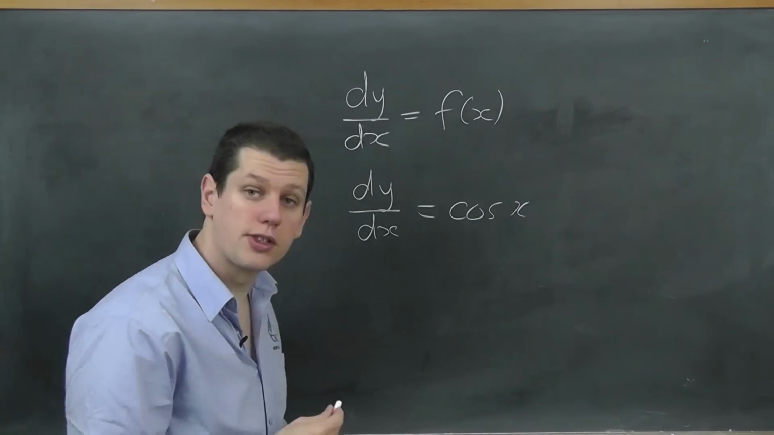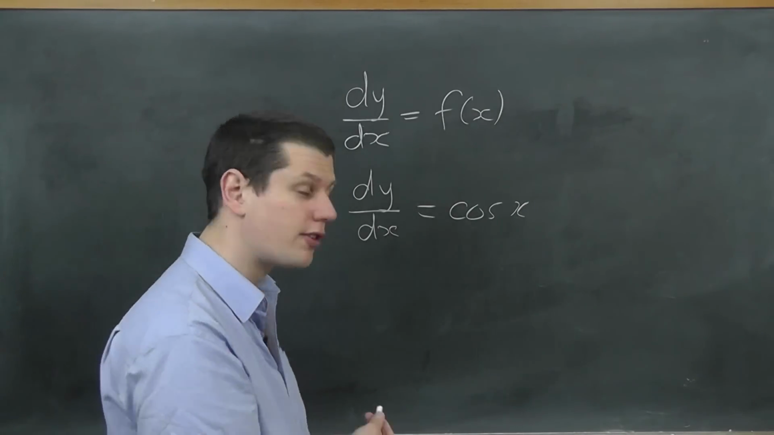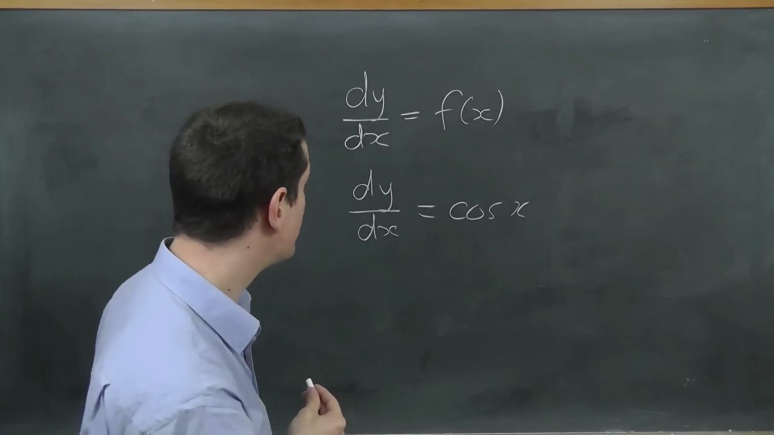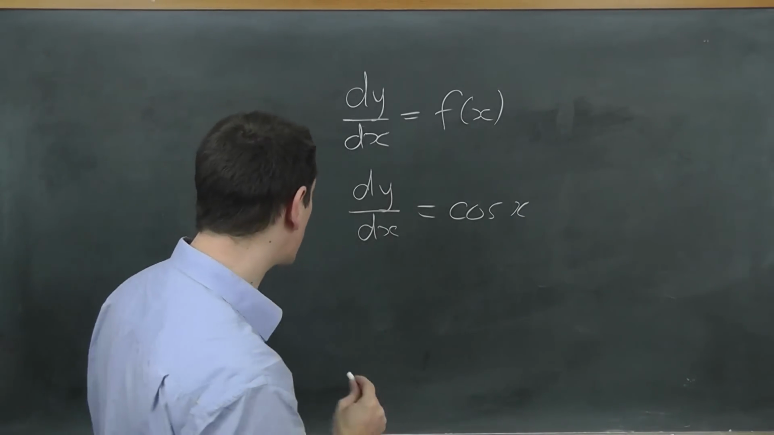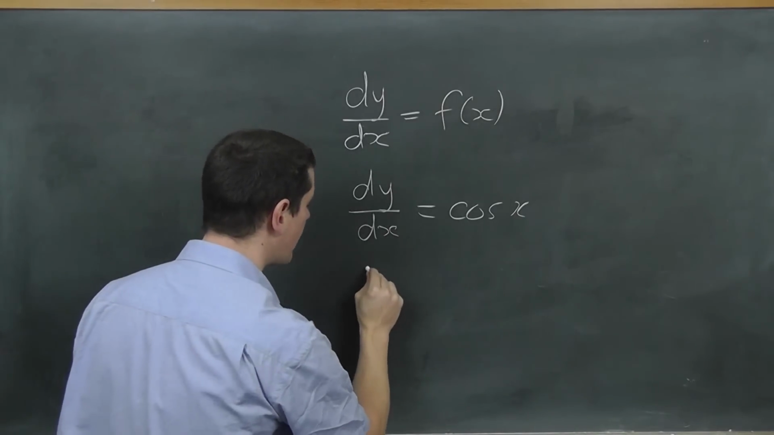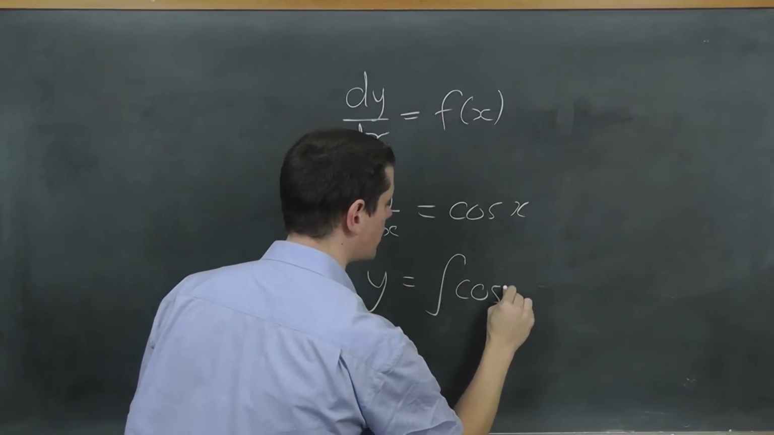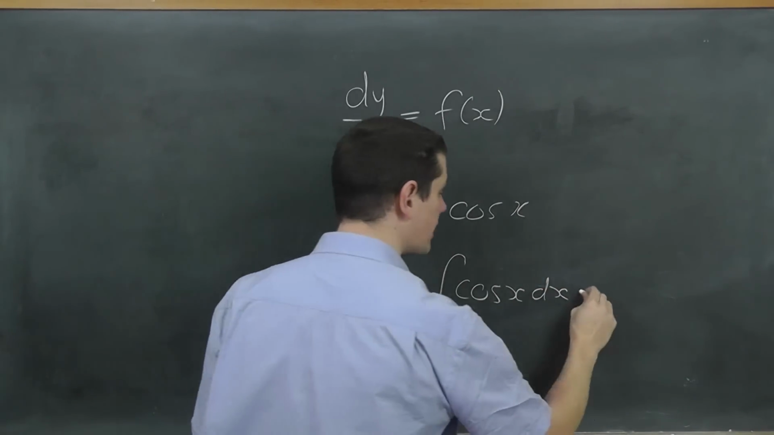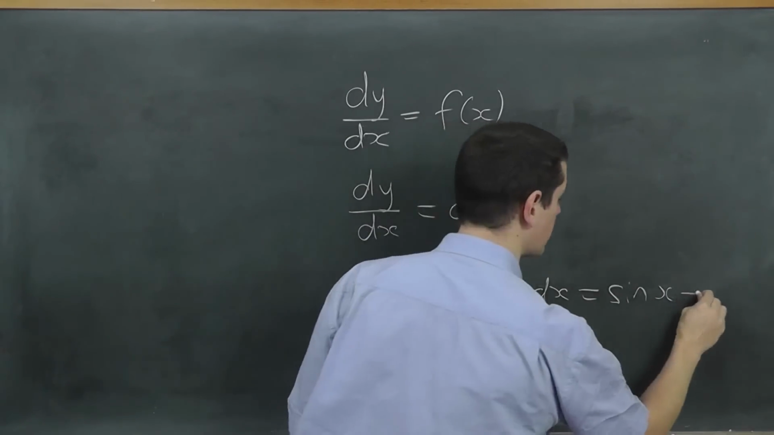But that's the same as asking for the indefinite integral of cos. We're looking for a function that differentiates to cos, and that's the same as asking for the indefinite integral of cos. So we can solve this by integrating both sides, and we get that y is equal to indefinite integral of cos x, which is equal to sine x, plus, of course, a constant.